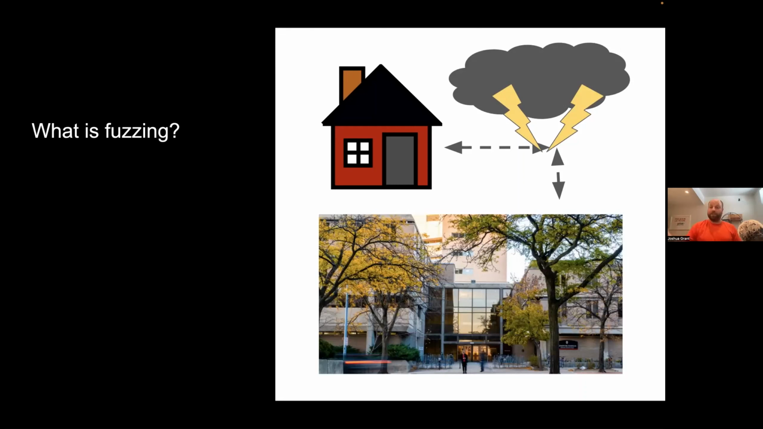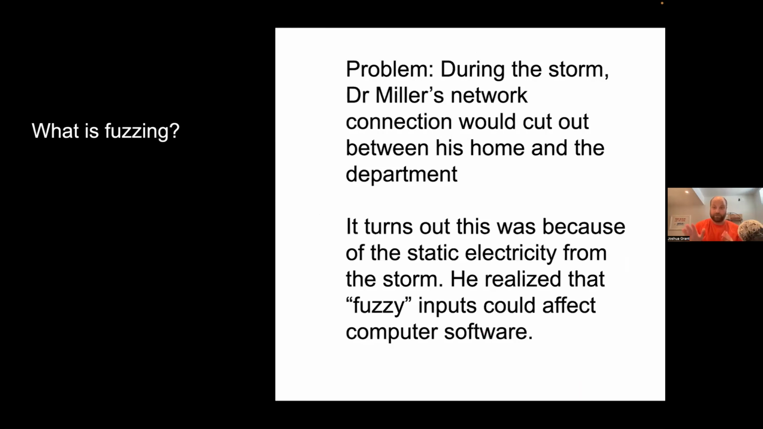Is something happening at the university? Is something happening at my house? And he did some investigation, and it turns out, so Professor Miller, sorry, I just have to do this. So his network would cut out between his home and his university department's network. After some digging, he found out this was because of the static electricity in the storm, and it was affecting software on both ends of his network connection, or I think primarily it was on the university end.